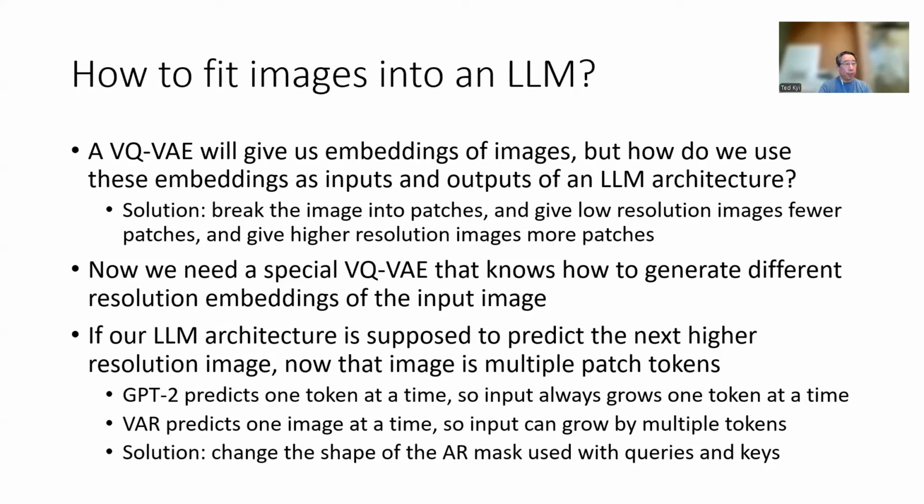Okay, so second bullet here, we're going to need a special VQ-VAE. We can't just use a vanilla one. We need a special one that's going to understand different resolutions. And what we just talked about is that the decoder is going to be able to make good sense of the high res images as well as make sense of the low res images. So then finally we get to the LLM part, okay? So our LLM is supposed to predict the next higher resolution given actually not just the previous one, but all the previous ones.